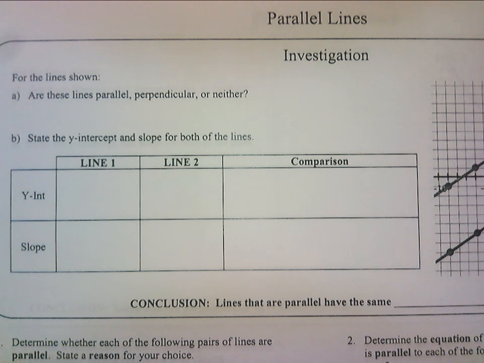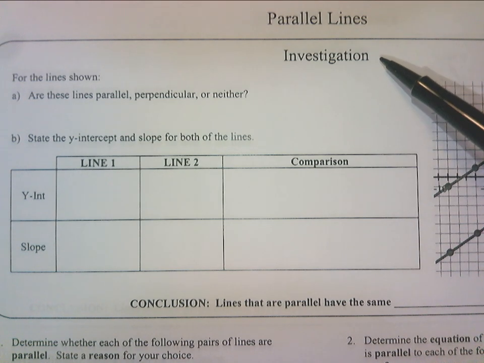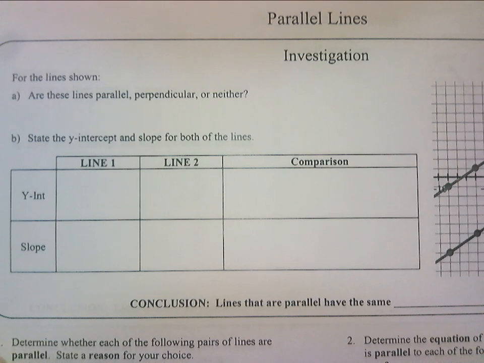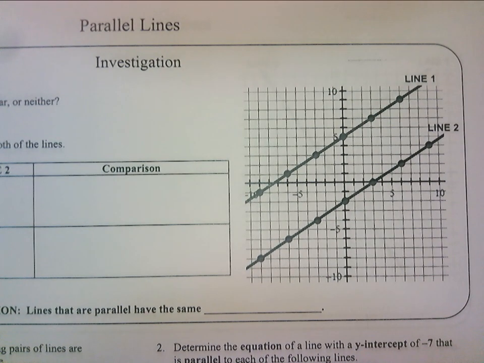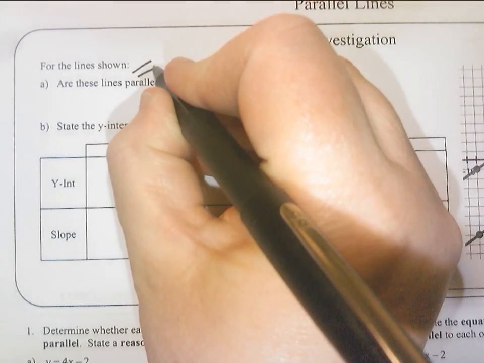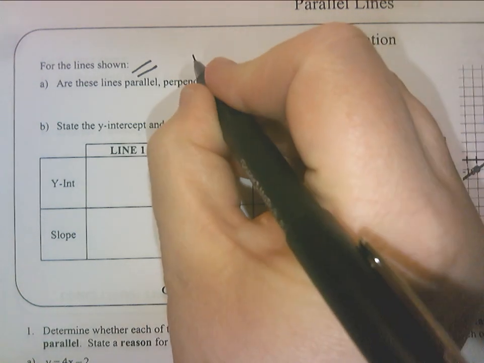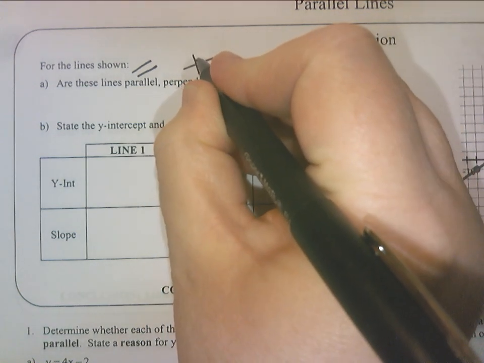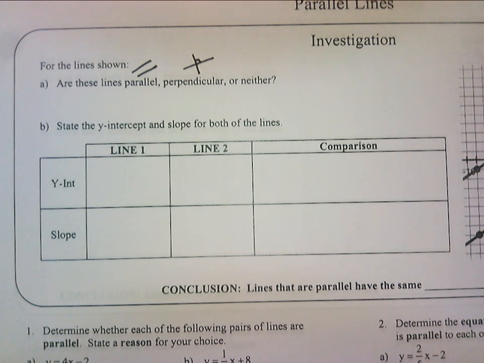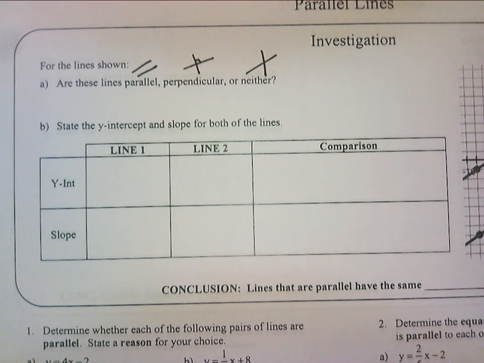In this video, we're going to take a look at parallel lines, and we're going to start with a little investigation. It says, for the lines shown, and there are two lines on our graph at the side, are these lines parallel, perpendicular, or neither? Parallel lines are evenly spaced and do not cross at all. Perpendicular lines cross, but they cross at 90 degrees exactly. And then neither would mean the two lines cross, but they don't cross at 90 degrees.